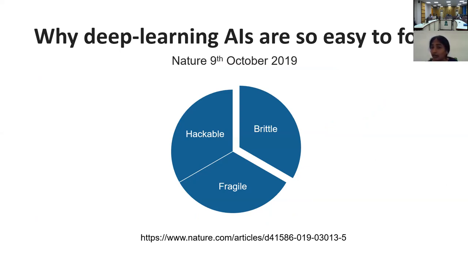Why deep learning AIs are so easy to fool is the topic of an article that was published in Nature in October 2019. They're very brittle. As you know, they break very fast. They're very fragile, with a slight change in architecture or a slight change in the input. So if you have, for example, lung cancer, and train a system for lung cancer, and then suddenly you change the images of lung cancer to, say, breast cancer, it is still cancer. It is still a change in the cells. It's just in a different part of the body.